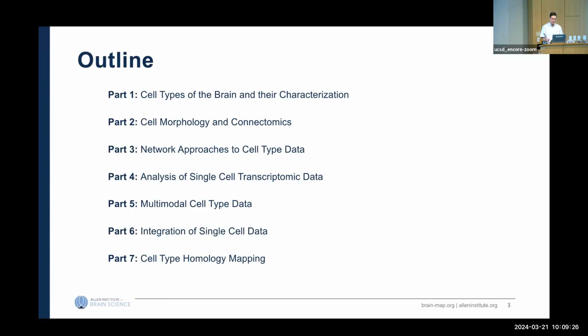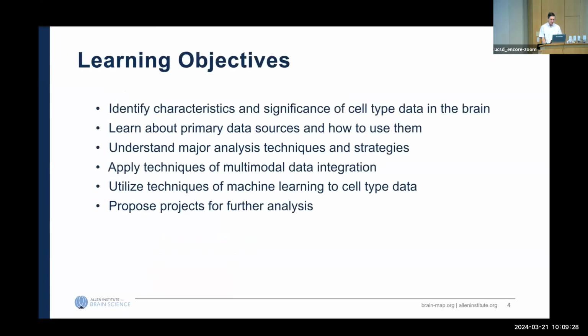I'm not going to dwell on slides for a long period of time. So what are our objectives here? Here are some learning objectives. Identify characteristics and significance of cell type data in the brain. Learn about primary data sources and how to use them. Understand major analysis techniques and strategies. Apply techniques of multimodal data integration. You will know a lot of techniques.